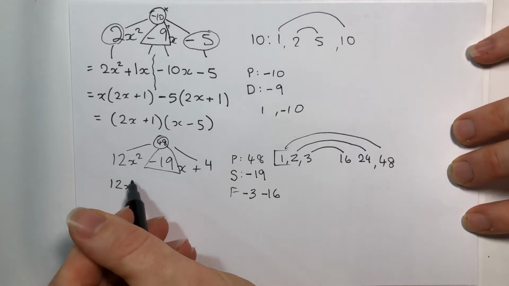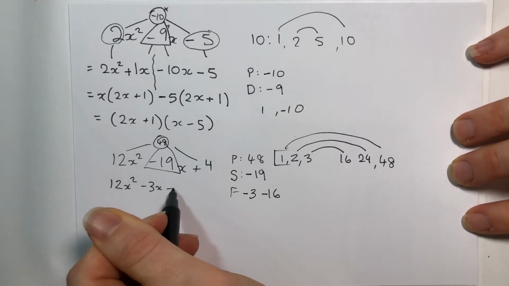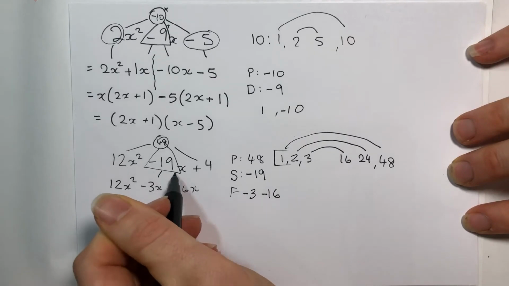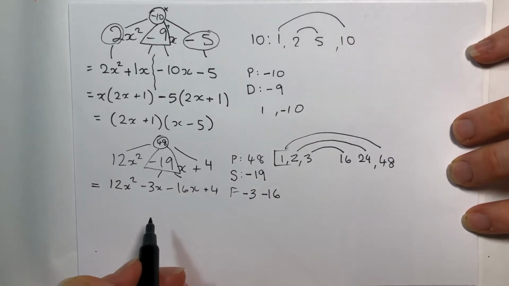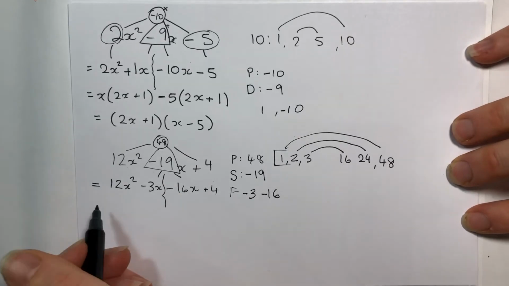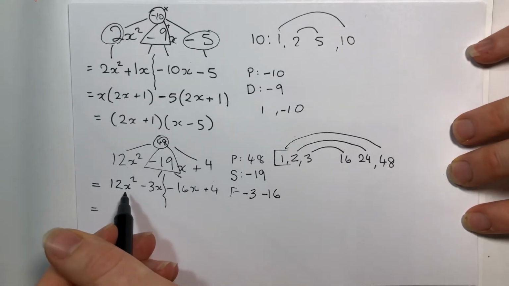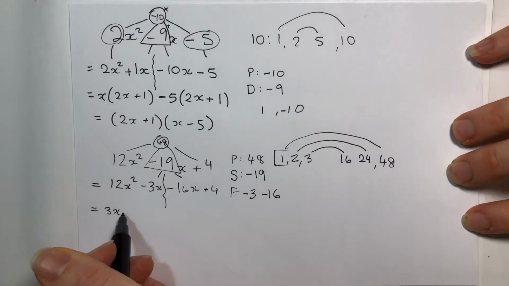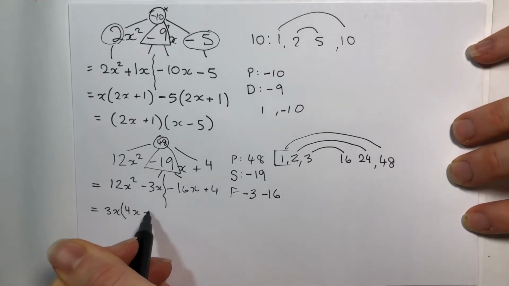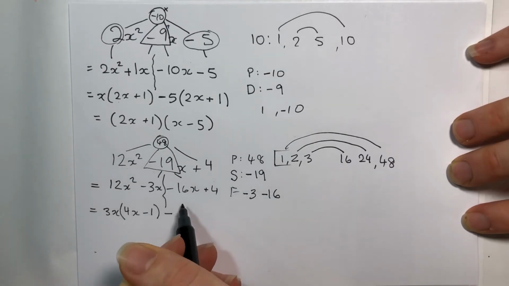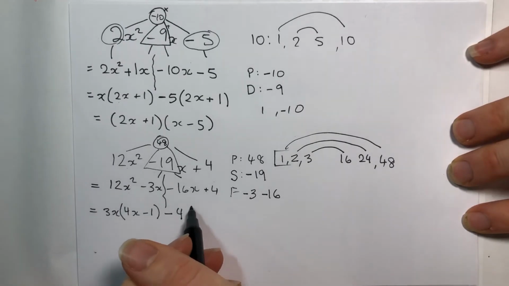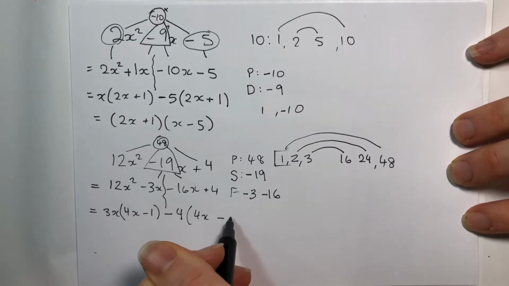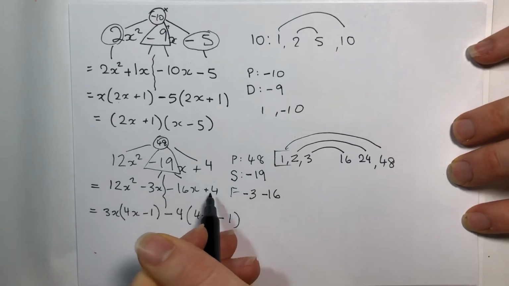So drop a pom-pom, minus 3x, minus 16x, that's the same as the 19x I had, plus 4. It's exactly the same as the line above, just expressed differently. Do the splits. This time I have 3x as my common factor, minus 4. Yep, that's fine. 4x minus 1, because a minus times a minus makes that plus 4.